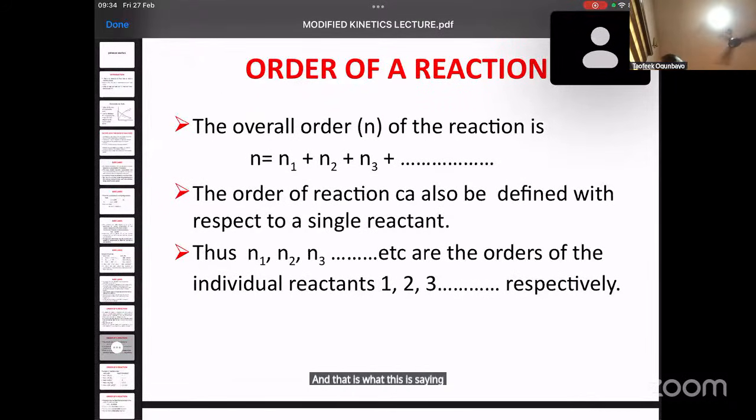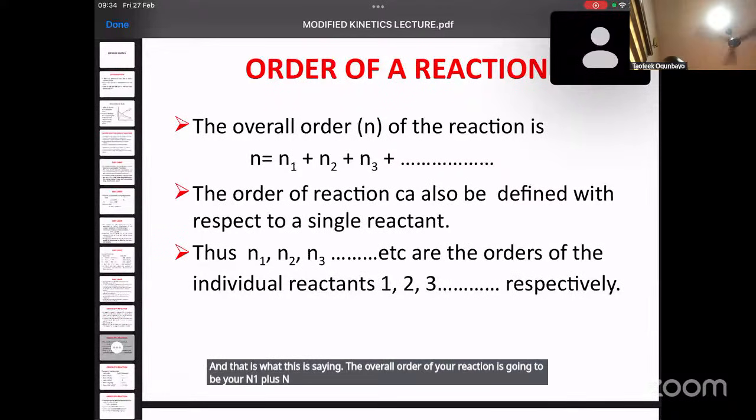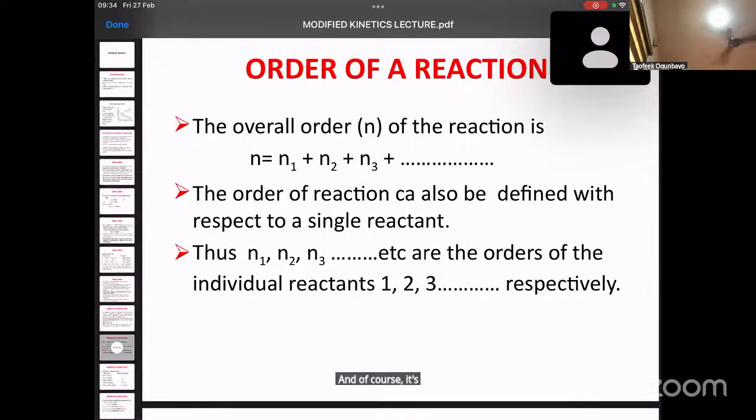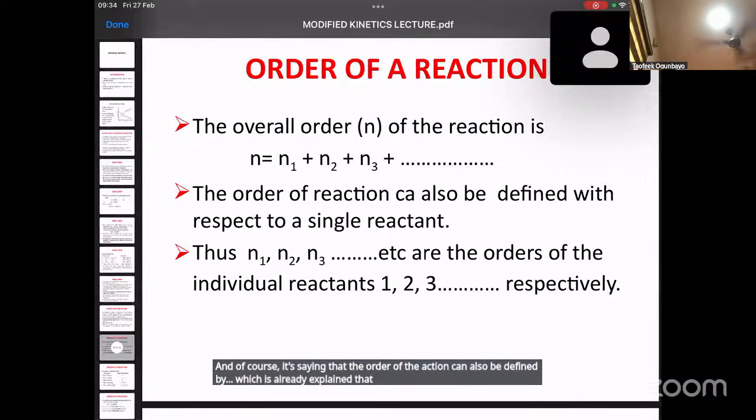The overall order of a reaction is going to be your n1 plus n2 plus your n3. And of course, it's saying that the order of reaction can also be defined by, which is already explained. More often than not, though not every time, you can talk about the order with respect to the reactant.